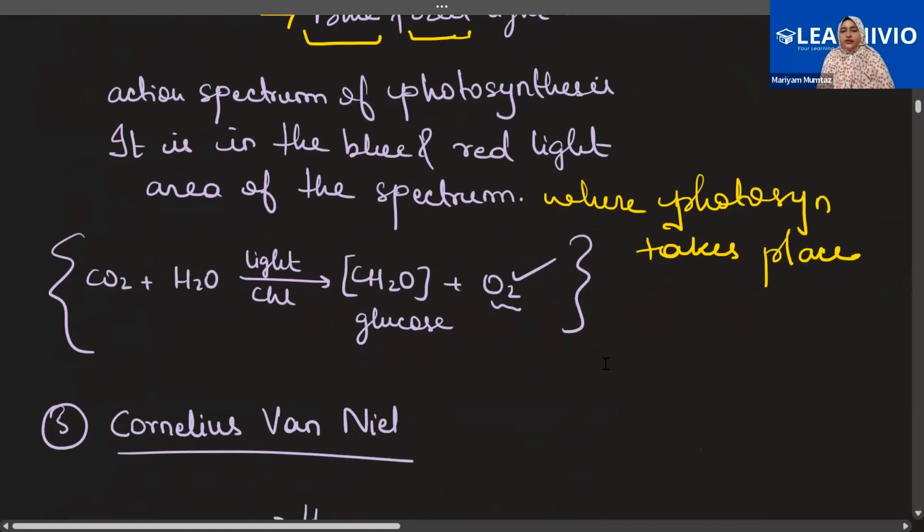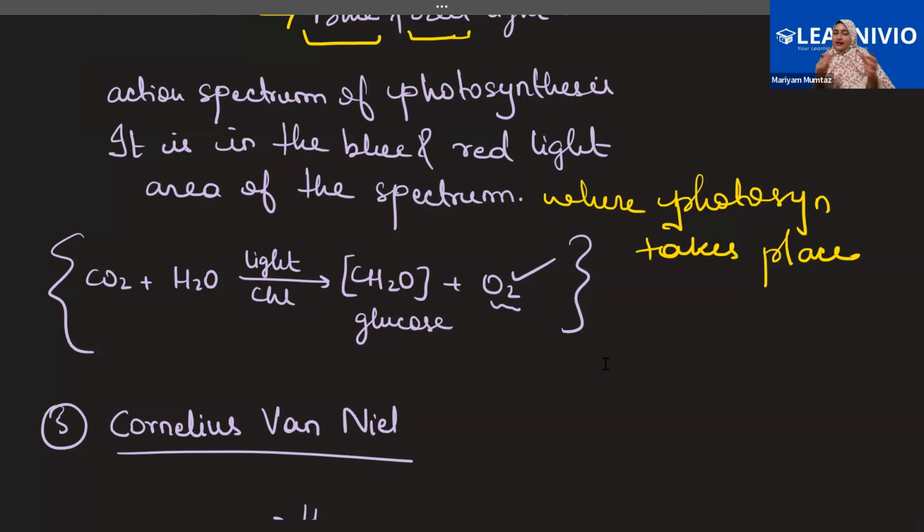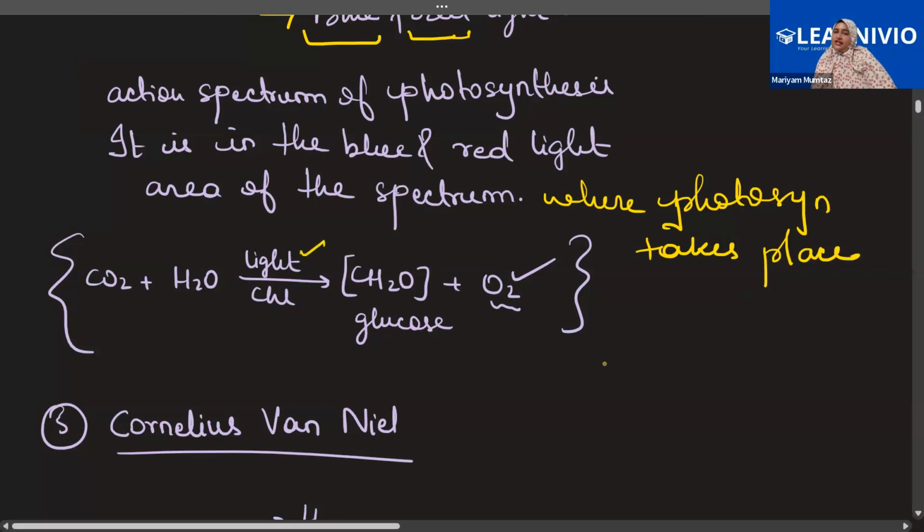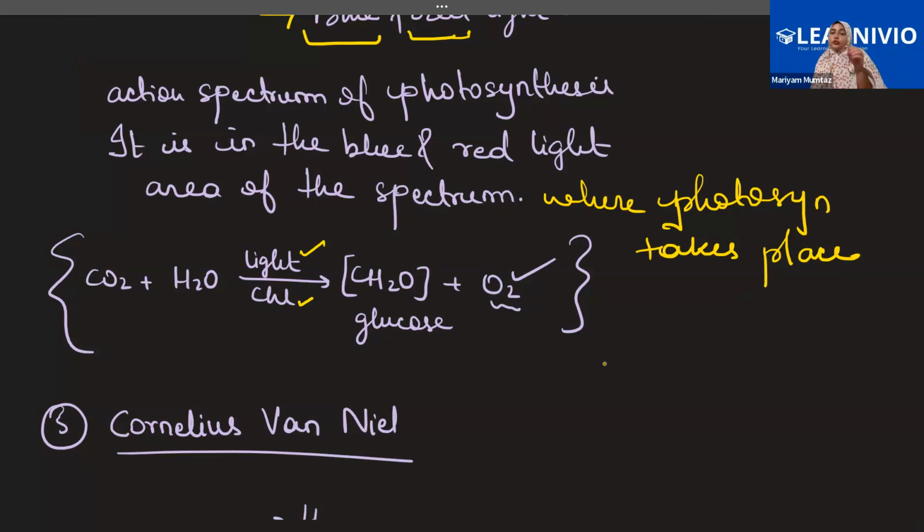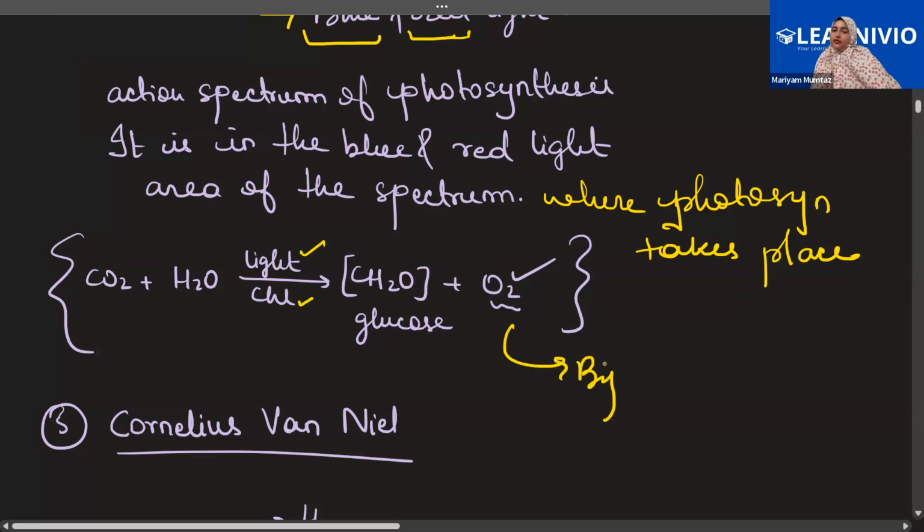Now moving forward, this is sort of like the sum total of the reaction of photosynthesis, in a very compact form. Carbon dioxide along with water in the presence of sunlight, in the presence of chlorophyll, gives CH2O, meaning this is the short version of the glucose molecule. Apart from that, glucose is C6H12O6, plus oxygen, which is the byproduct of photosynthesis.